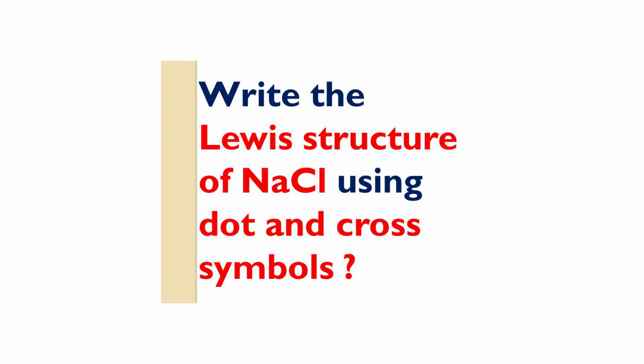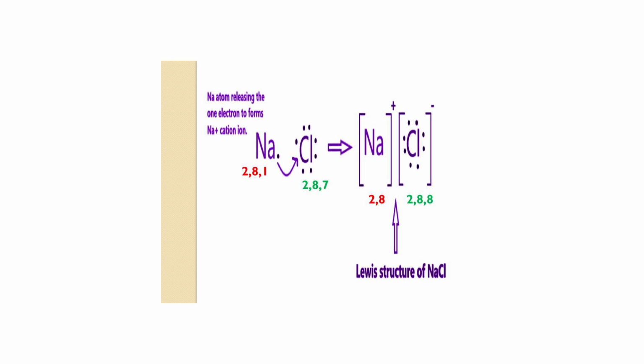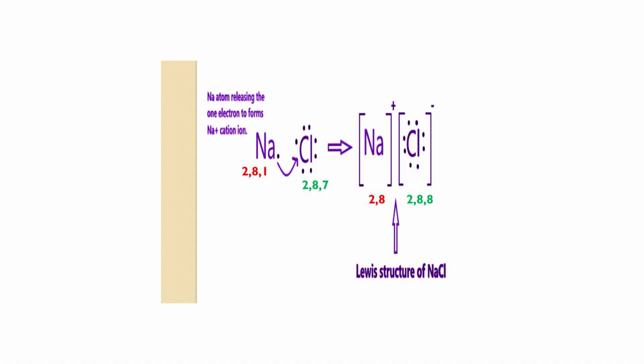Then students, write the Lewis structure of sodium chloride using dots and cross symbols. That is, sodium loses one electron to chlorine and chlorine gains that electron to complete its octet. That is, chlorine becomes negative and sodium becomes positive. See the slide. Students, what type of bond is formed in sodium chloride? Sodium transfers its electron to the chlorine atom. Then what type of bond? It is ionic bond or electrovalent bond.